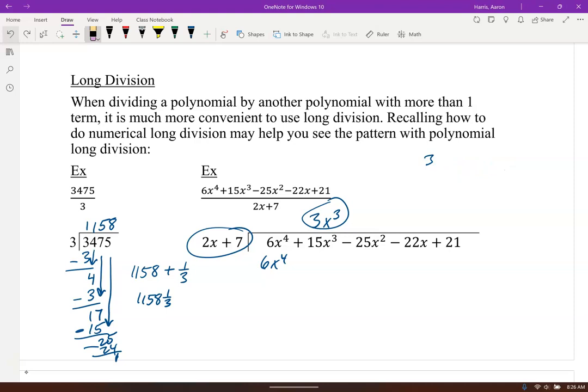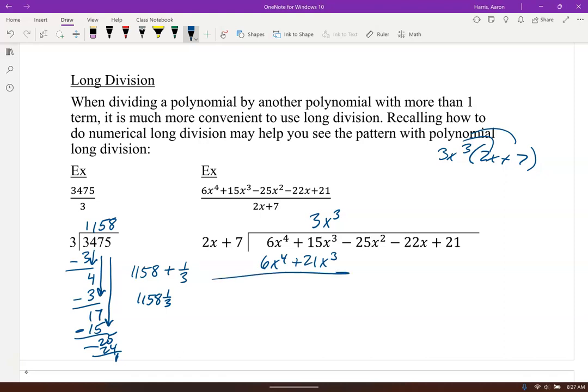Sorry, let me get rid of some of these circles I don't want here. So I'm going 3x to the 3rd times both of those terms now. So multiply, multiply. So I've already written the 6x to the 4th. 3x to the 3rd times 7 is 21x to the 3rd. Now, just like with the numbers, we got to subtract this. So I'm subtracting the whole thing, subtracting both of those. So since I'm subtracting both of those, it's going to change both of their signs.